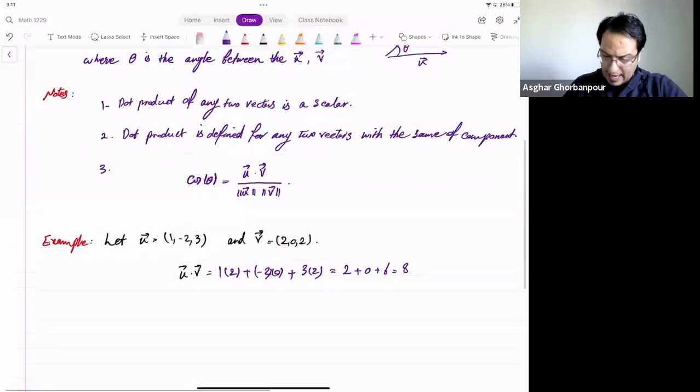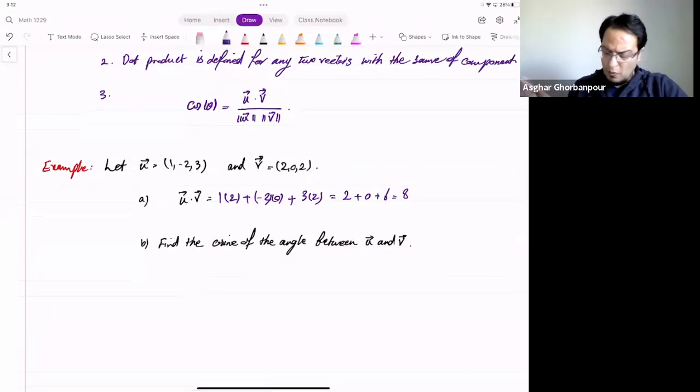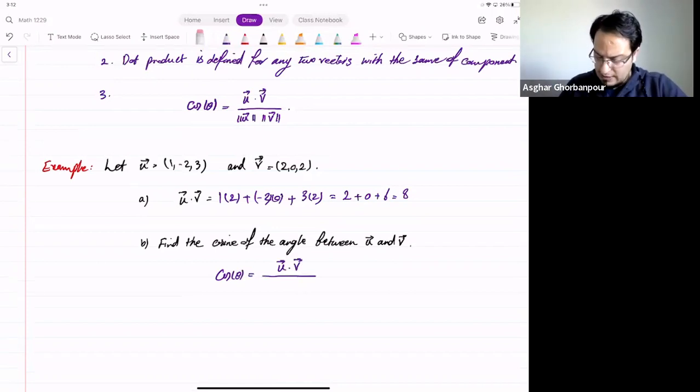Also, I can ask you to find the cosine of the angle between u and v. Well, this means that I don't know what the angle is, but I can find cosine of theta. It is given this way. You have to put u dot v, it's a number, in the numerator, find the length of u, length of v, and divide, put it in the denominator. So in this case, we already found u dot v, it is 8.